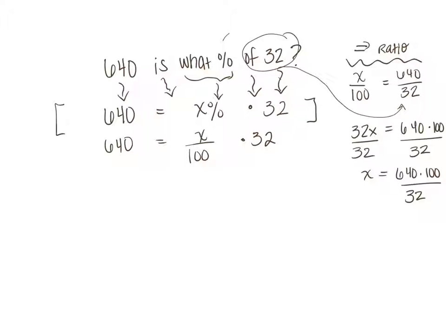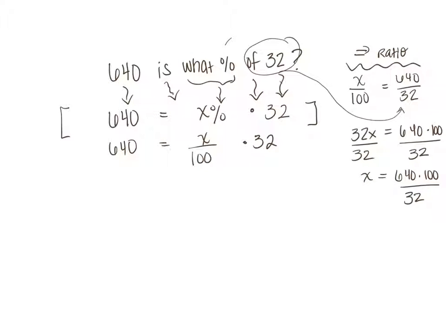Do I get that here? Well, to get this 100 out, I'm going to have to multiply both sides by 100 and put that over 1. My 100 crosses out, and over here I get 100 times 640 equals x times 32. Divide by 32.